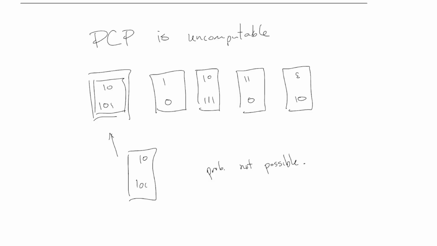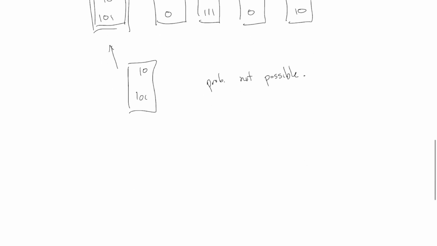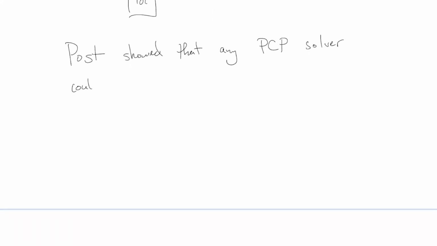But our goal is to show that no algorithm is capable of solving all examples of this weird little puzzle, all right? The way we do that is, Post showed that any PCP solver, if you could imagine some kind of method to generally solve the PCP, could be adapted to a halting problem solver. And that we already know is impossible.